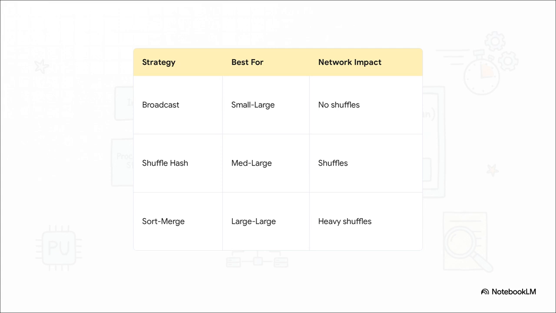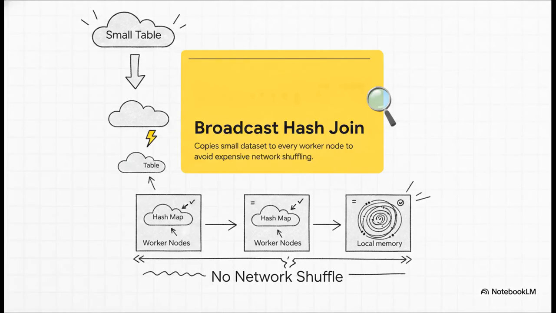The sort-merge join is your default for massive data sets. It's robust, for sure, but it requires heavy network shuffling and a lot of CPU overhead just to sort everything. Then there's the shuffle hash join, which avoids the sorting part but still requires those heavy network shuffles. But right at the top of the podium, we have the broadcast hash join, which requires absolutely zero shuffling on the smaller data set.